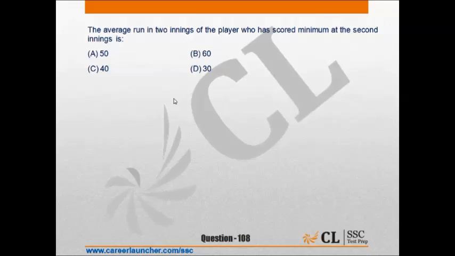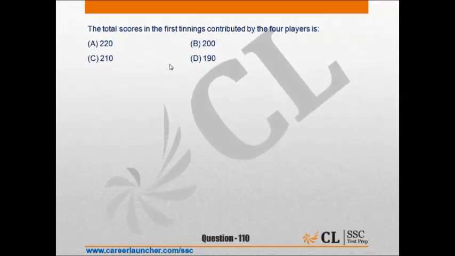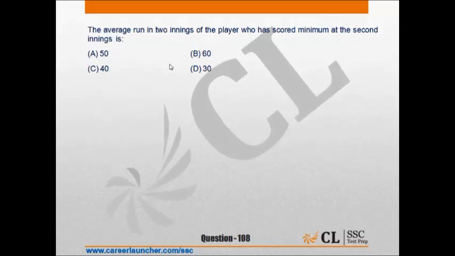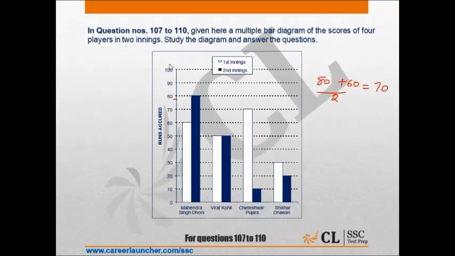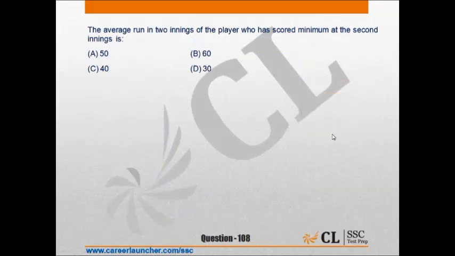Coming to the next question, the average run in 2 innings of the player who has scored minimum at the second innings is. From the bar graph we can see that Cheteshwar Pujara is scoring minimum in the second innings. So the average run scored by him is 70 plus 10 by 2, that is equals to 80 by 2, that is equal to 40. So in this question the correct option is option C.